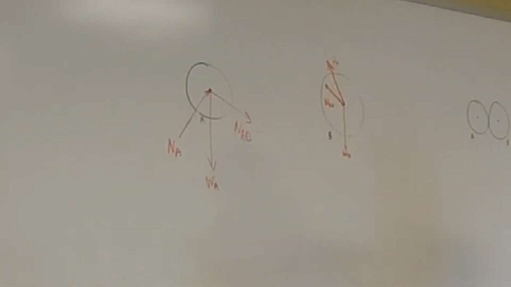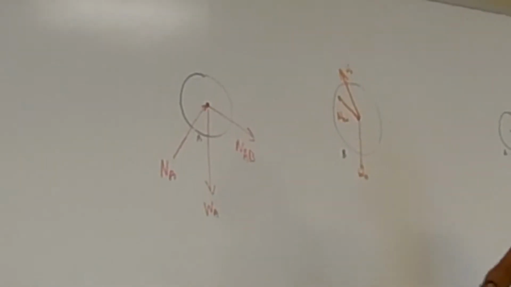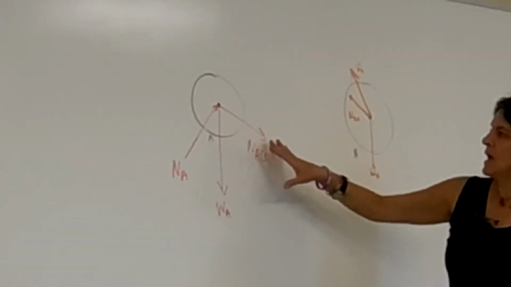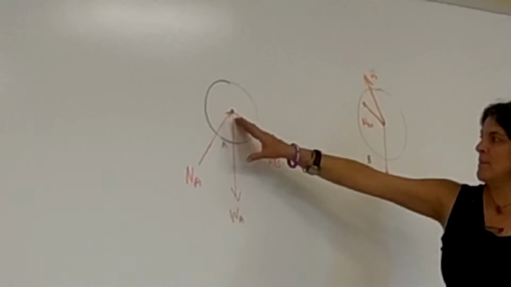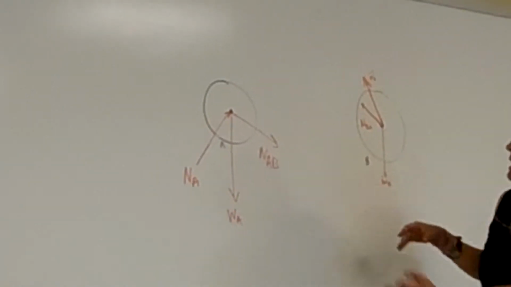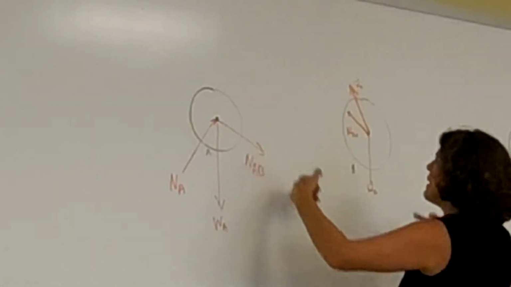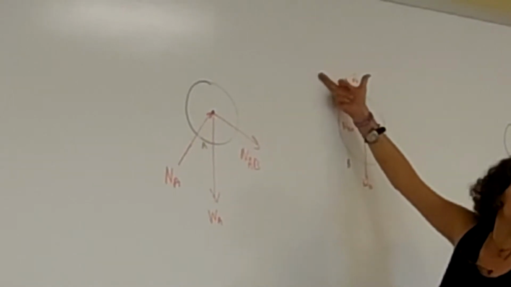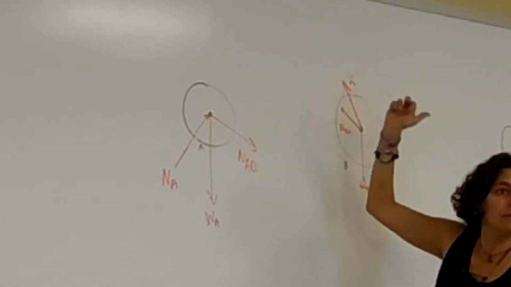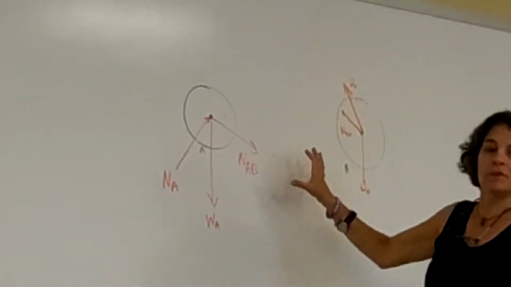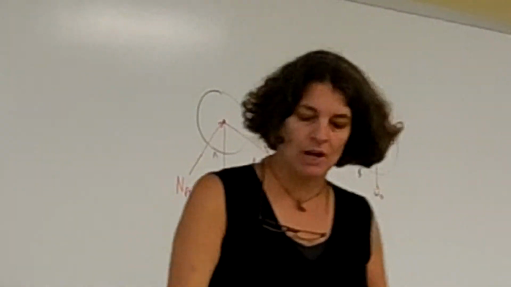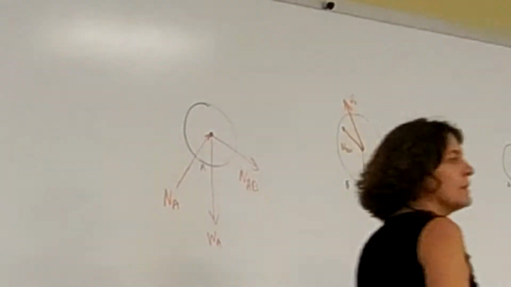Okay, let's take a look at NAB then. So they decided to have NAB go from A to B going down. If this is going down to the right, should this one be equal and opposite going up to the left? Yes. Okay. What are some other things we need to have on this free body diagram that aren't here?